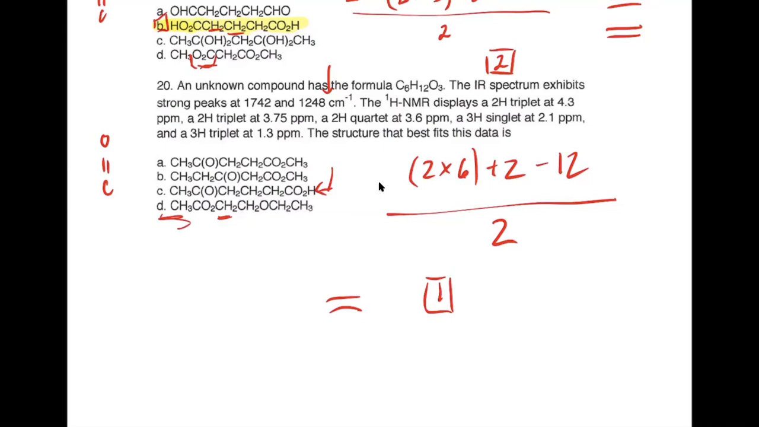And then we have another CH3 that's a triplet, which is going to be this one over here. Because it's a triplet, it means it's connected to a CH2. And of course, it's at 1 point.